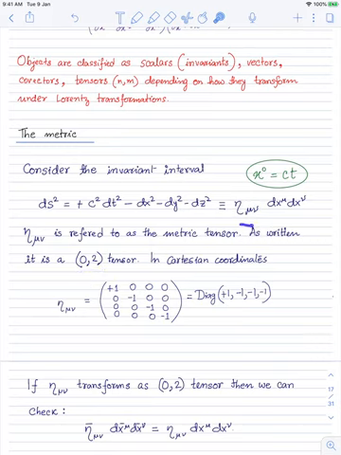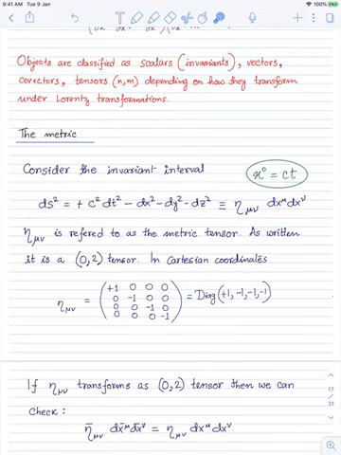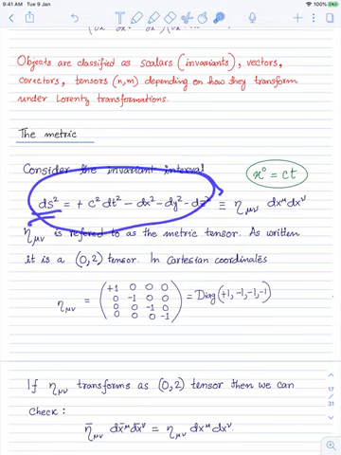As you can see, if this transforms as a 0,2 tensor, then it is going to transform with 2 lambda tildes here, and there will be 2 lambdas coming from how these 2 dx's transform. And therefore the lambda tilde and the lambda multiplied, as we saw, give the identity. Therefore, this is going to be invariant under any Lorentz transformation, and therefore the interval is going to remain invariant.